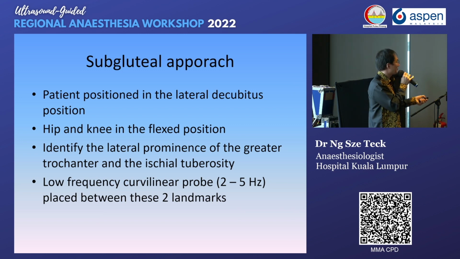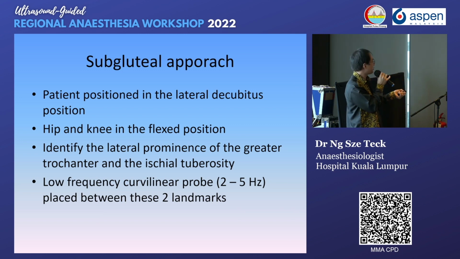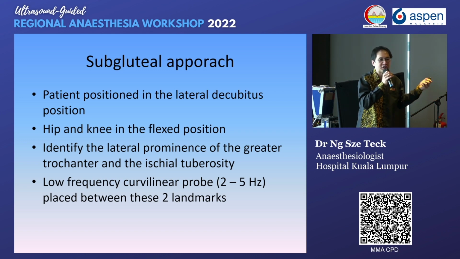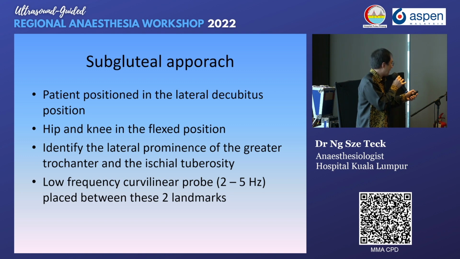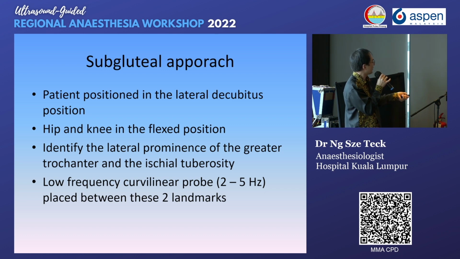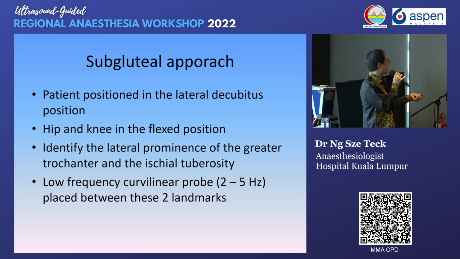So for this, you need the patient to be in the lateral decubitus position with the hip and knee flexed. You need to flex to make the nerve more superficial. Okay, so you identify the lateral prominence of the greater trochanter and the ischial tuberosity. These are the two landmarks that you need to identify, and you need to use a low frequency curvilinear probe for better penetration. And you place the probe between these two landmarks. Okay?